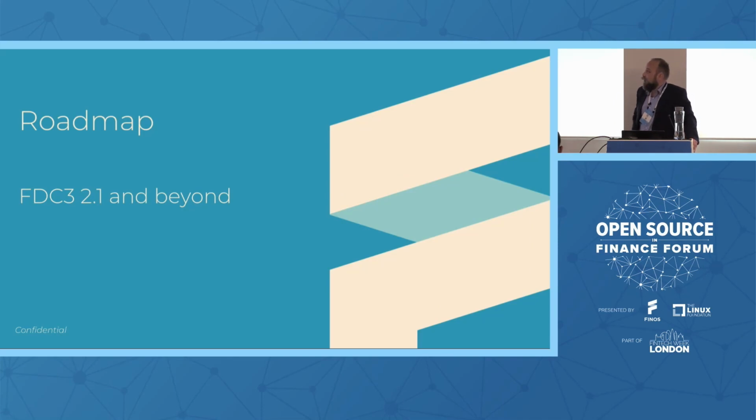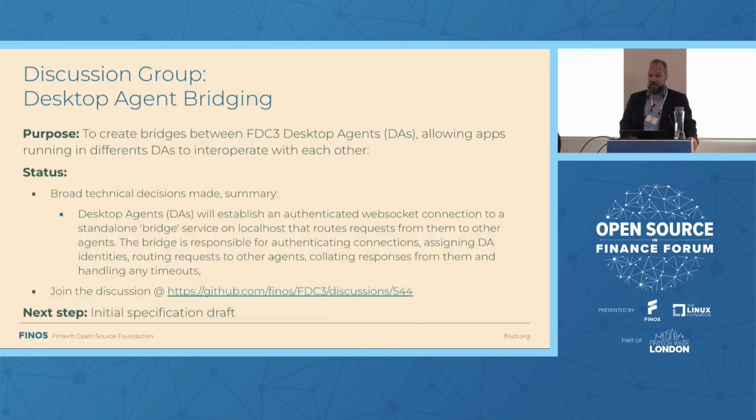So with 2.0 adopted as of the 1st of July, I think, we're now looking ahead to 2.1. We have the actual release to happen 45 days after the adoption, but obviously there's a bit more time after that as people have actually got to implement the standard too. But there is a huge amount of work that's already ongoing for FDC3 2.1, not least of which is the desktop agent bridging discussion group that a couple of people have mentioned, connecting those whole desktop agents.